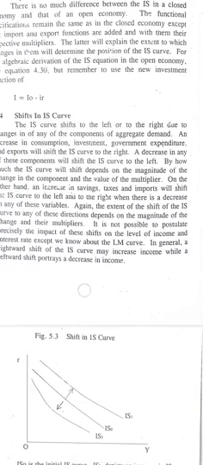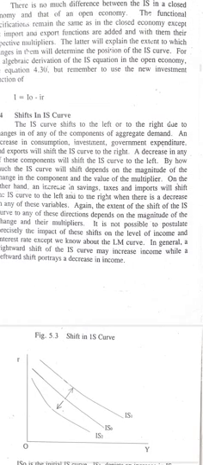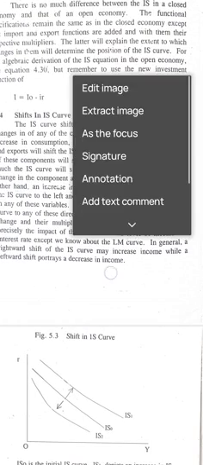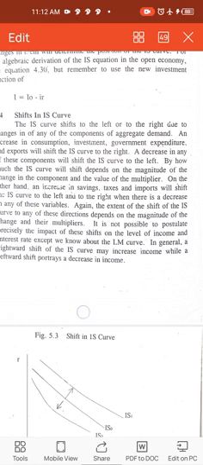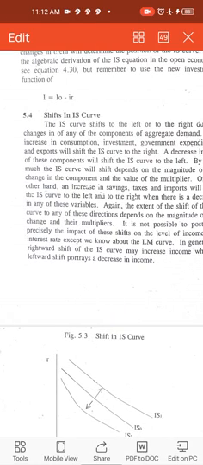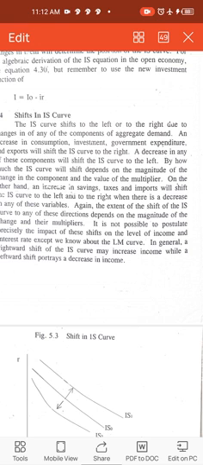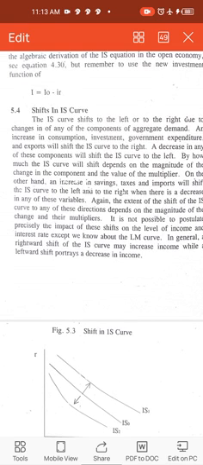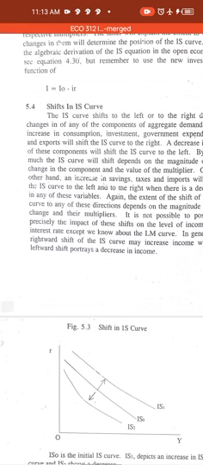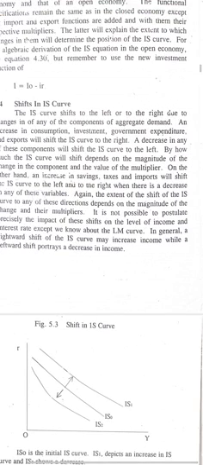It is not possible to postulate precisely the impact of these changes on the level of income and interest rate, except we know about the LM curve. So I say it is not possible to know the impact of these shifts on the income and interest rate, except we know about the LM curve. The LM curve is what's called the money market. In general, a rightward shift of the IS curve may increase income.